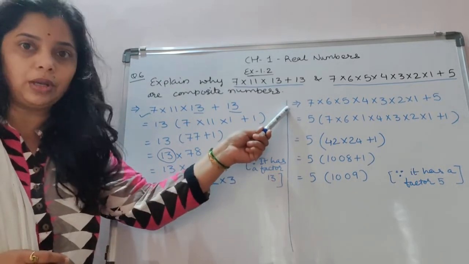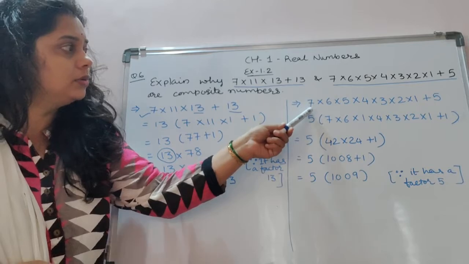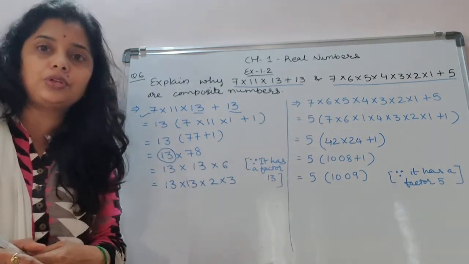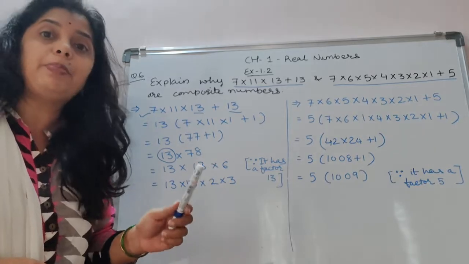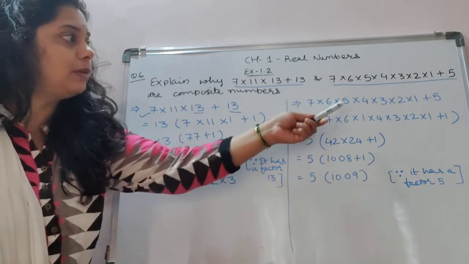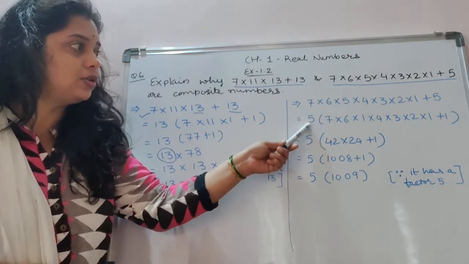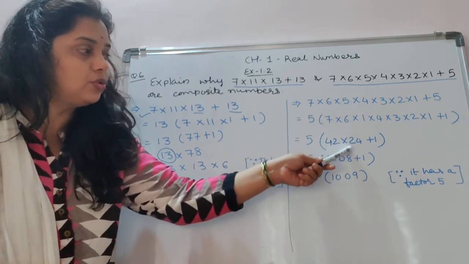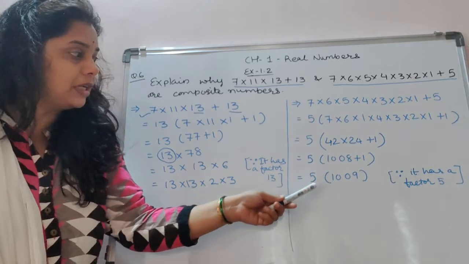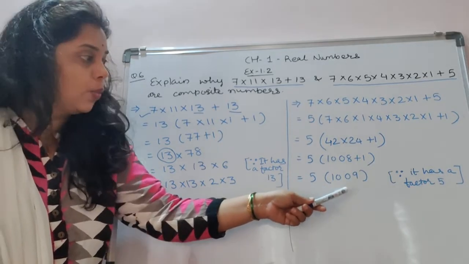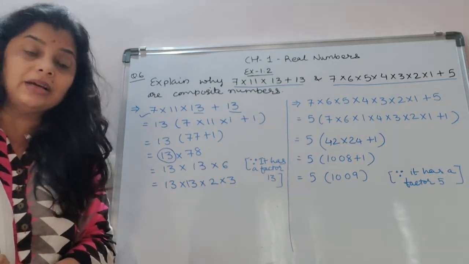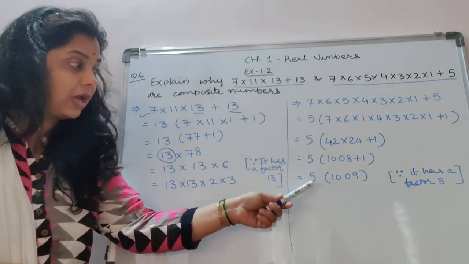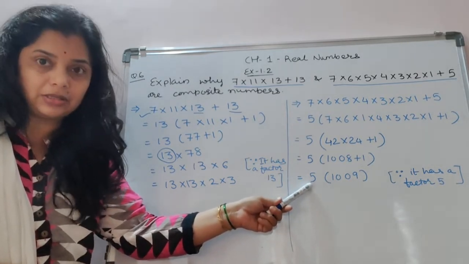Similarly, for the second one, the number is very long. It is 7 into 6 into 5 into 4 into 3 into 2 into 1 plus 5. So if you see that plus 5, we can take out 5 as a common factor, then remaining is 5 into 1008, 42 into 24 plus 1. So finally we get 5 into 1009. Again we get more than 2 factors. 5 is a common factor.